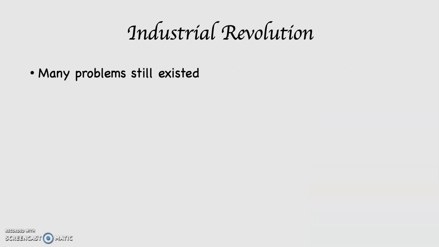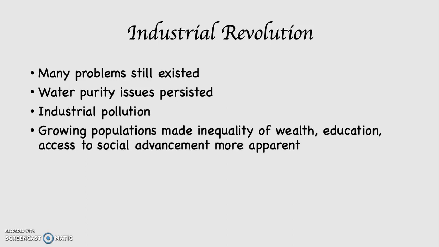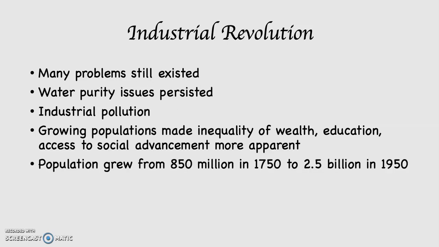Many problems, though, continue to exist as the Industrial Revolution progressed. Water purity issues persisted, industrial pollution began to happen, and growing populations made inequality of wealth, education, and access to social advancement more apparent. Populations grew from about 850 million in 1750 to about 2.5 billion by 1950.